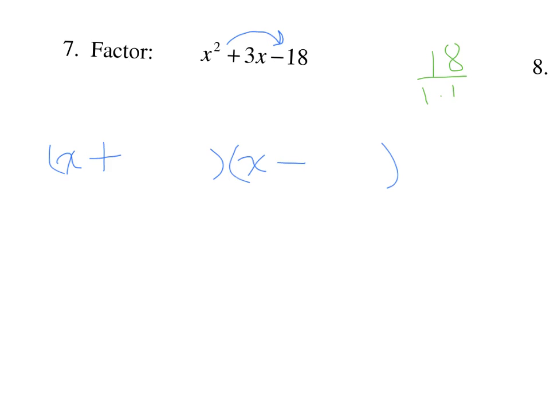So what multiplies to make 18? 1 times 18, 2 times 9, 3 times 6. Which ones will subtract to make 3? Positive 6 and negative 3 will give you a positive 3 in the middle. When you multiply them, they give you negative 18.